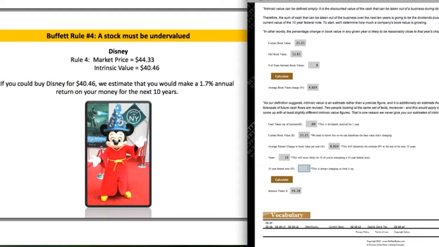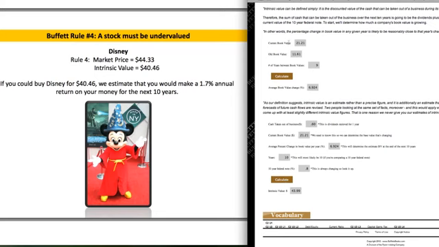So let's go down to 0.8%. Okay, and there you go. We're getting pretty close to the value that it's trading at. So if you would buy Walt Disney at $44.33, you could expect to get a 0.8% return on your money over the next 10 years. That's not very good. And you can see that this company is trading for an enormous premium right now, way higher than I would ever buy it at. So this gives you a real good idea of how this works.